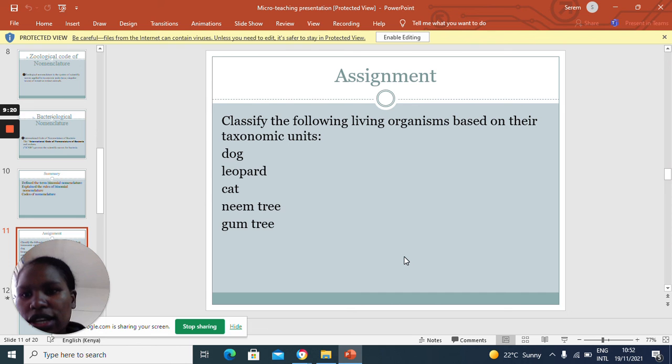I wish to give you an assignment at this juncture, and the assignment is on the screen. Or maybe before I give you the assignment, let me hear if there is a question. Anyone with a question? All right. If there's no question, then this is the assignment for you. Classify the following living organisms based on their taxonomic units. We have the dog, we have the leopard, the cat, neem tree, and gum tree.